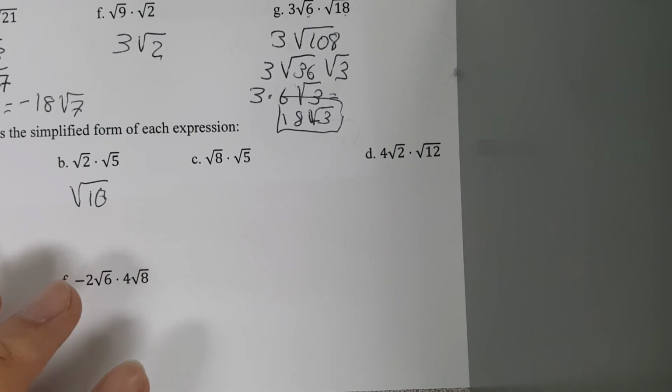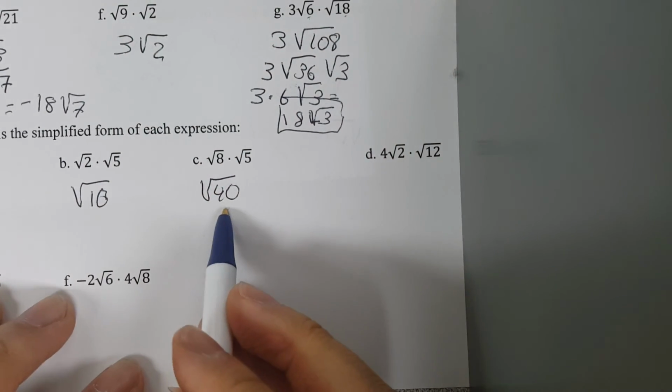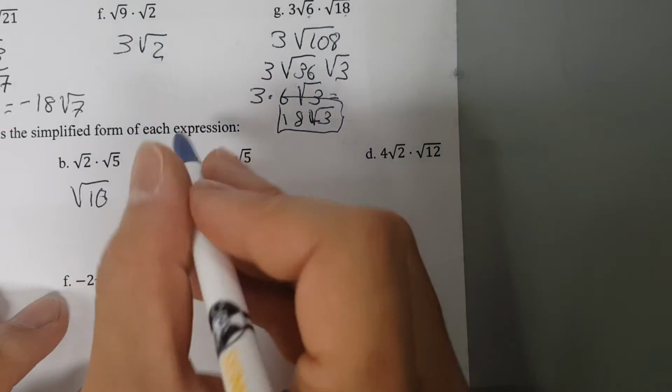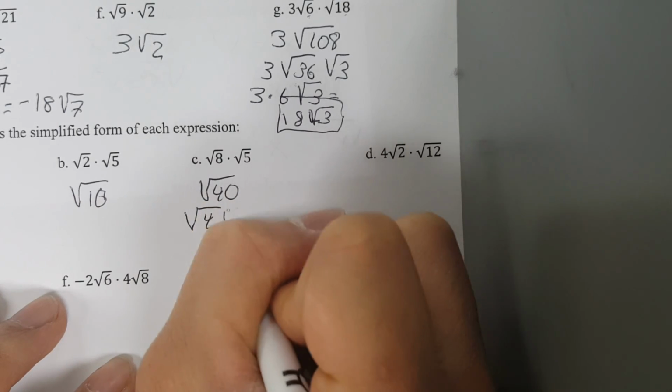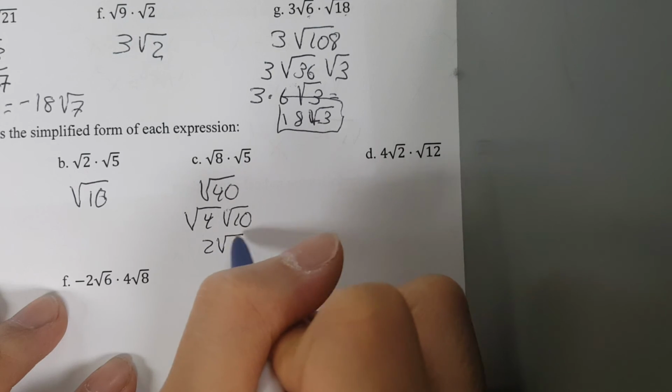Radical 8, radical 5 is radical 40. Largest number that can go into there is 4. So this is radical 4, radical 10. So this is 2 radical 10.